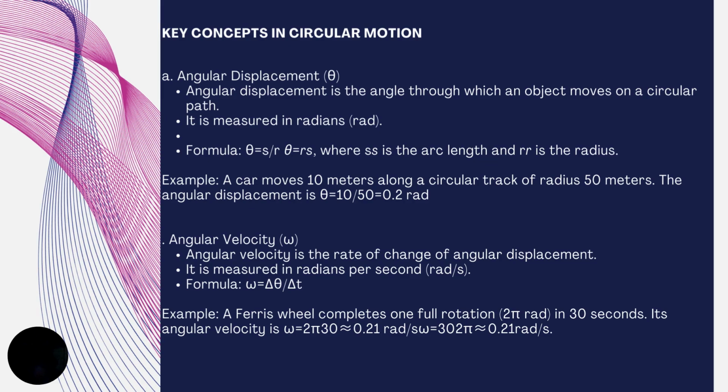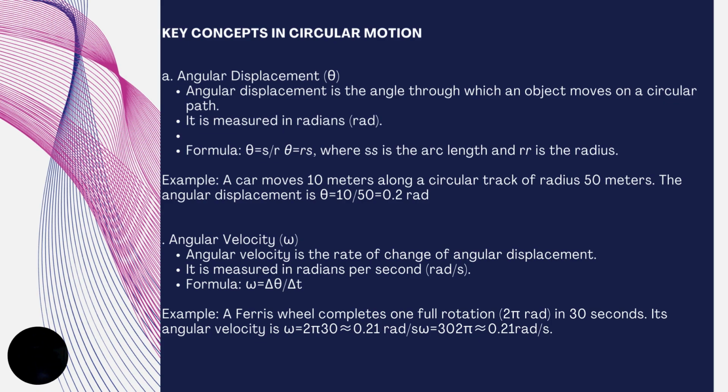So, angular velocity is measured in radians per second, rad per second. And then the formula is going to be the change in the angular displacement divided by the change in time. As the normal velocity we know in linear motion is change in displacement over change in time, this as well is change in angular displacement over change in time.